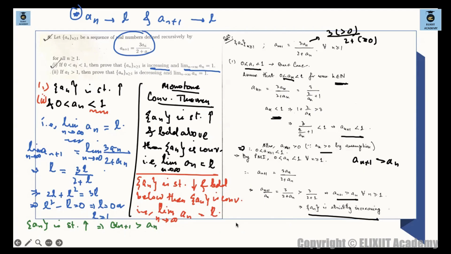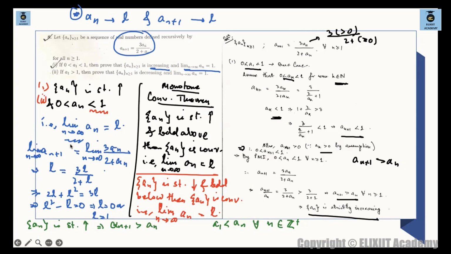So what is the meaning of this? Can I say from here that AN is actually greater than A1, because the sequence is increasing? So in general, can I say that AN is actually greater than A1 for all n belonging to Z plus, if the sequence is strictly increasing? Right?